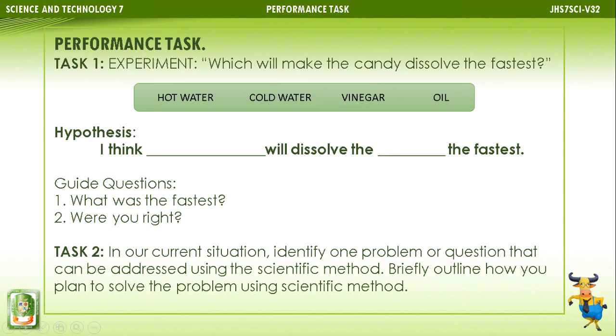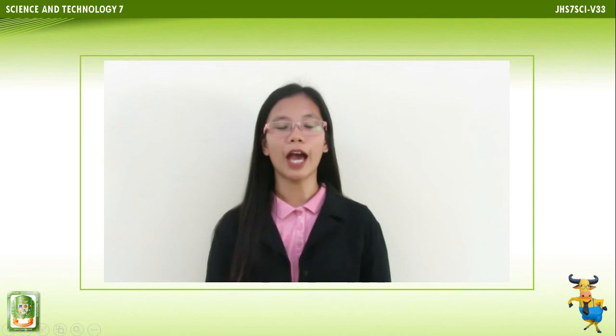Task 2. In our current situation, identify one problem or question that can be addressed using the scientific method. Briefly outline how you plan to solve the problem using scientific method. I hope you all learned a lot from our topic for today, and see you on our next science class.